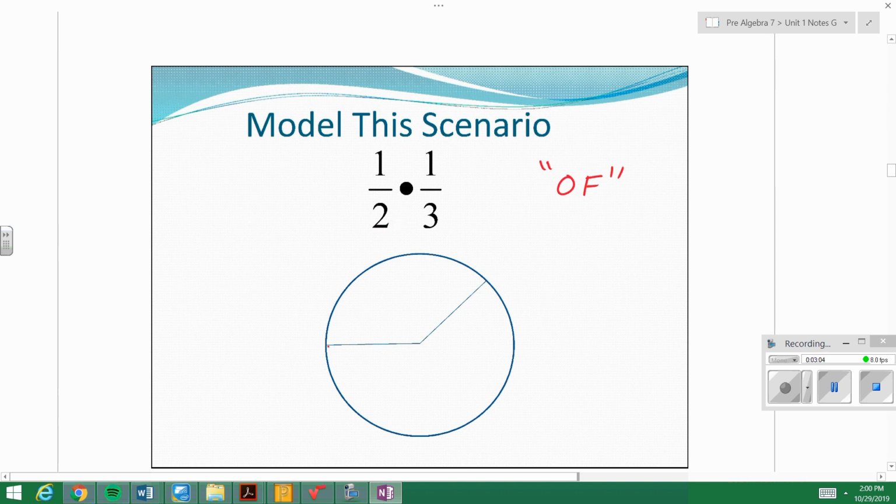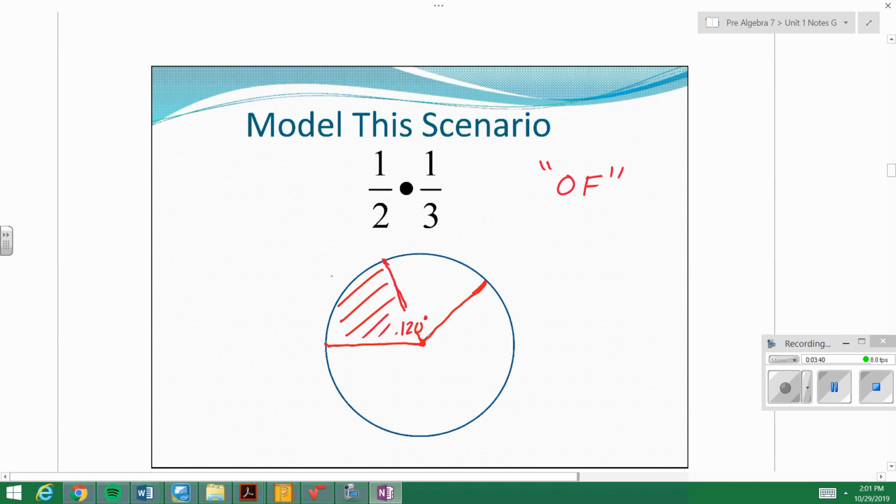So here on my pizza pie is 1/3 of the circle, right? 1/3 of a circle would be, I guess, 120 degrees, taken up here. And I have to figure out what half of that would be. Well, I'm going to go ahead and cut that in half. So that right there, this area is equal to 1/2 of a third. Okay, well, what fraction of the circle is that?